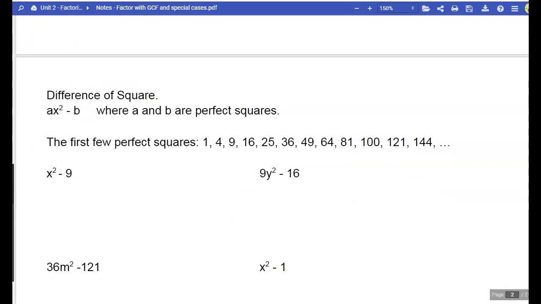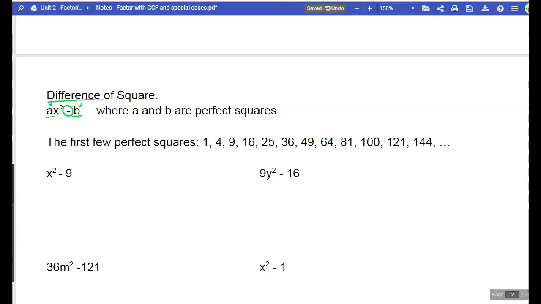So when you do a difference of squares, here's what you're going to look for. A and B will always be perfect squares, and there will always be a subtraction. Remember, difference means subtraction. So two terms, subtraction in the middle, A and B, the coefficient of x squared, has to be a perfect square, and the B has to be a perfect square. So what are your perfect squares?